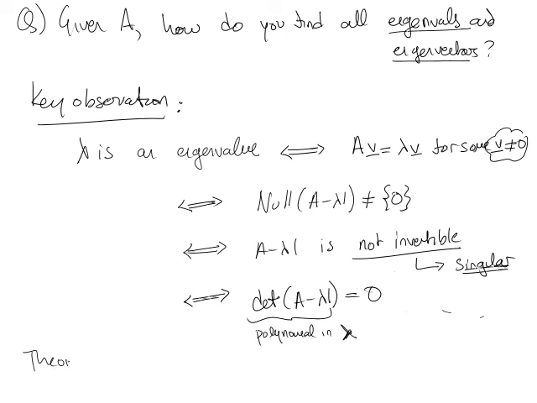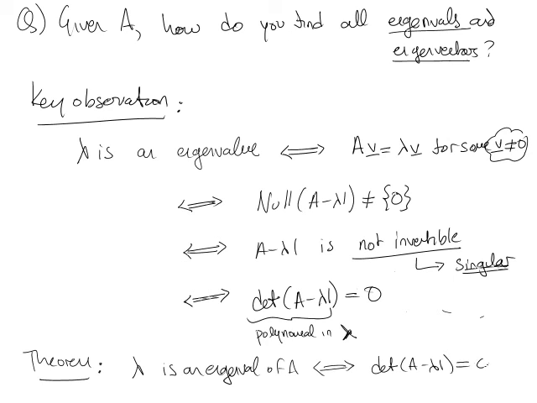And so, just to summarize, what we've just discovered is the following theorem: a number lambda is an eigenvalue of A if and only if the determinant of A minus lambda I is equal to 0. Now this equation is called the characteristic equation of A. And this polynomial, the determinant of A minus lambda I, as a polynomial in lambda, is called the characteristic polynomial of A, denoted chi sub A of lambda, where lambda is the variable.